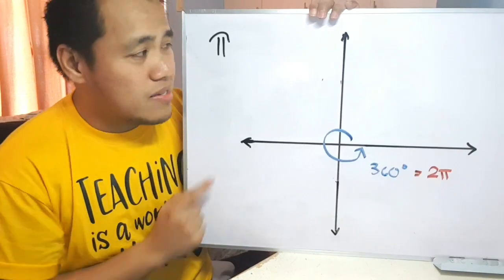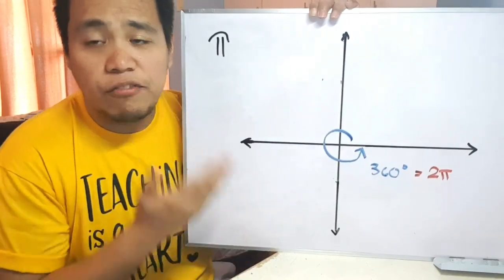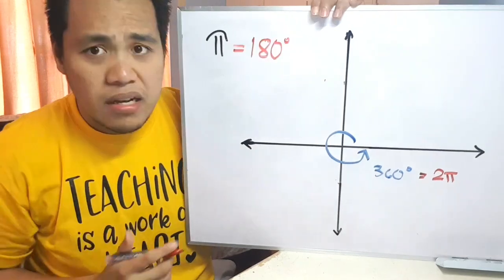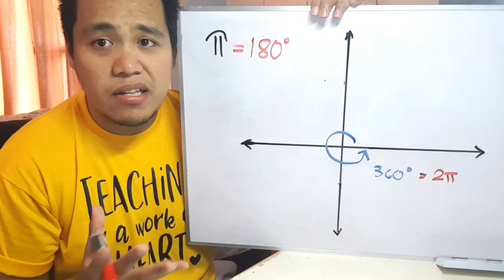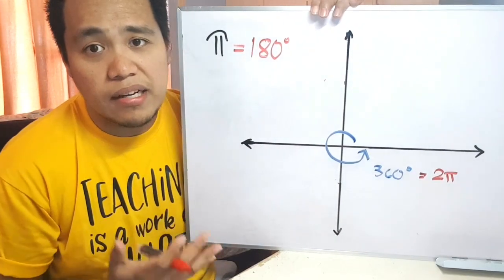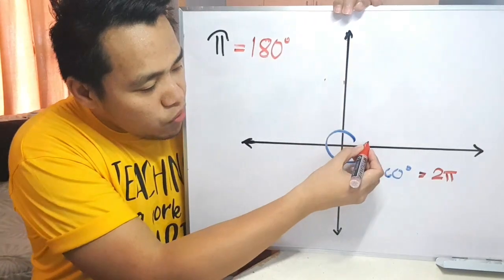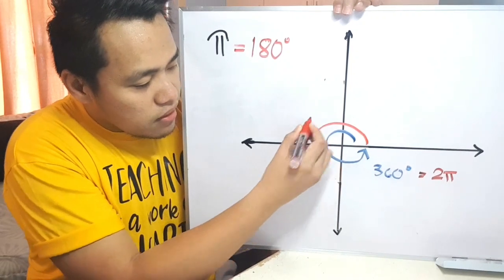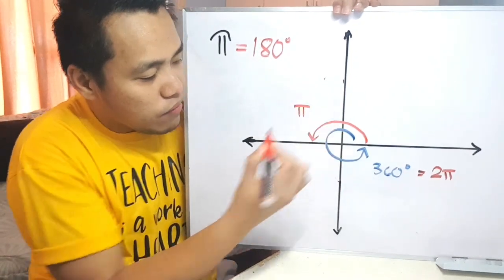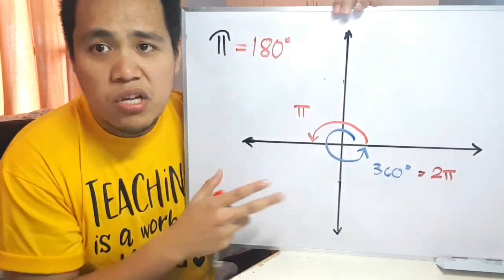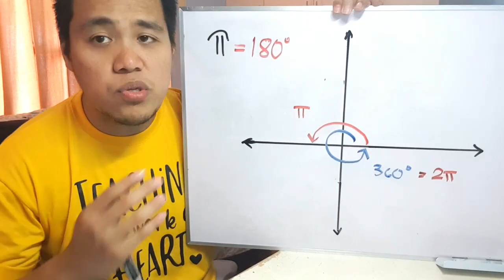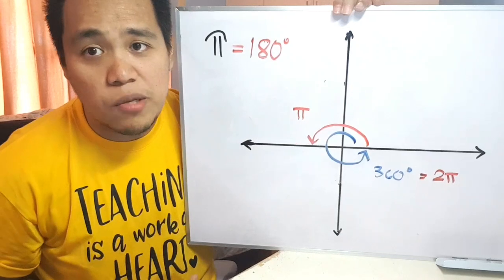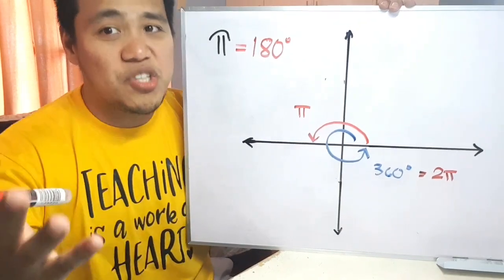Now, what is the equivalent of pi? Of course, if 2 pi is 360, then pi is equal to, yes. How did we get that? Because 360 divided by 2 is simply 180. So that means if you have an angle that is 180, so this is actually equivalent to pi. So how are we going to convert those other angles, which is not very easy to identify in our Cartesian plane? That is what I'm going to teach you in here.